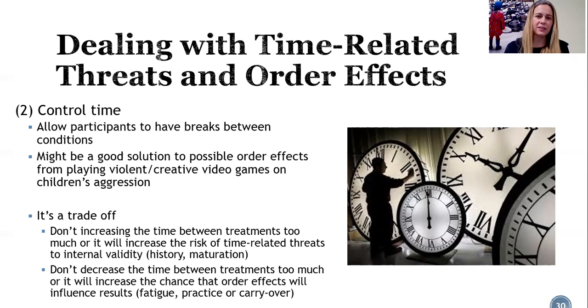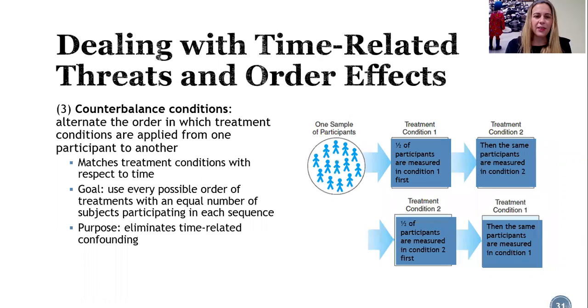So you want to read other studies that have been done that are similar to what you're proposing for your research proposal. If you do a within subjects design, see whether people had a break between conditions and how long that break was, and you want to follow maybe what's been done before. The final solution, and this is one that you'll probably read about a lot if you're reading studies that use within subjects designs, is counterbalancing between conditions. So this means you're alternating the order in which people receive their different conditions.